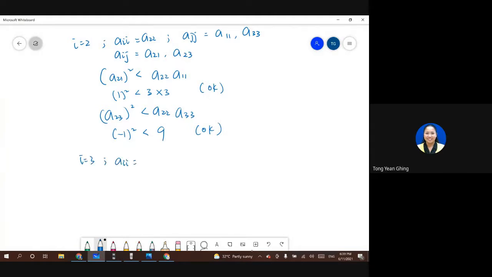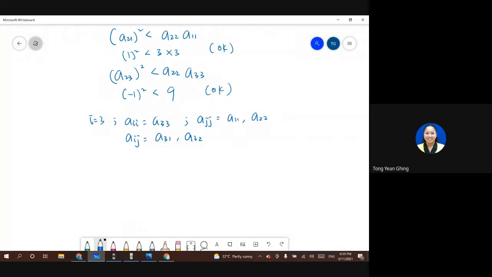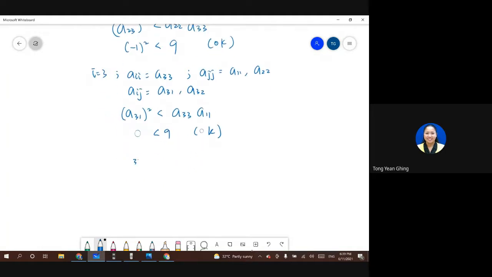And then for I equal to 3, that means A_II is A33, A_JJ is A11 and A22, so A_IJ will be A31 and A32. So we check similar to just now. A31 squared has to be smaller than A33 times A11. A31 is 0, which is smaller than 9. And then A32 squared has to be smaller than A33 times A22. A32 is -1, squared has to be smaller than 9. So this is also okay.